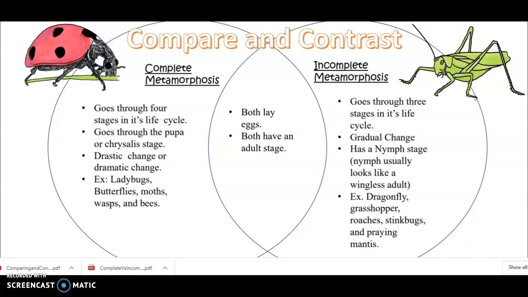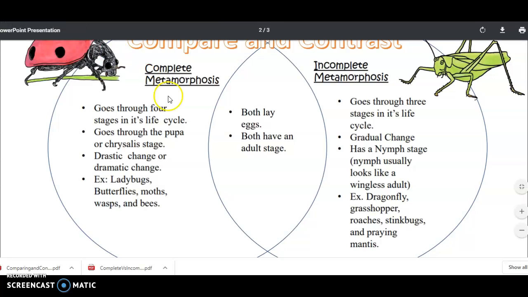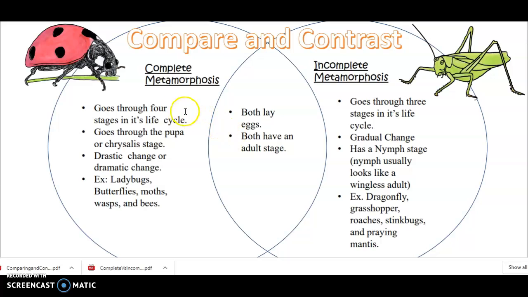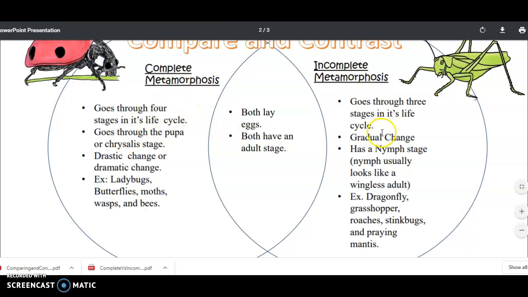Let's look at this Venn diagram where we are comparing and contrasting the complete metamorphosis of a ladybug to the incomplete metamorphosis of a grasshopper. So some of the similarities are that they both lay eggs and they both have an adult stage. Notice in the middle of the overlapping circles, the middle of the diagram, is the similarities. The outside circles are the differences.